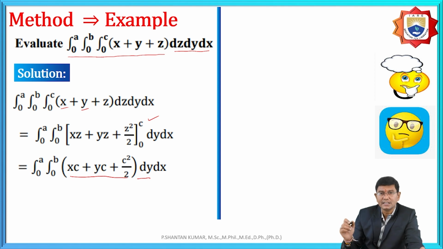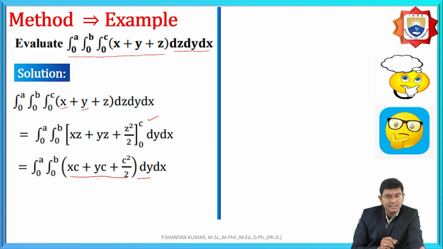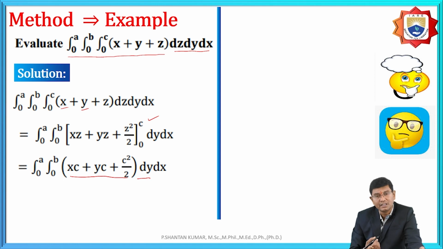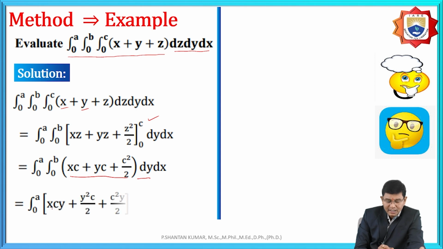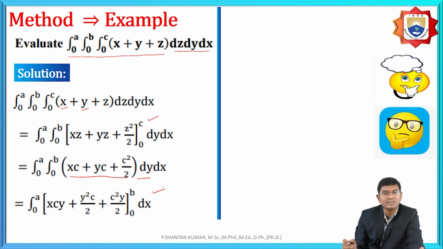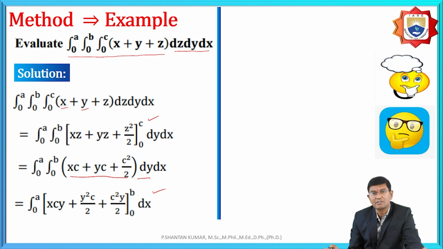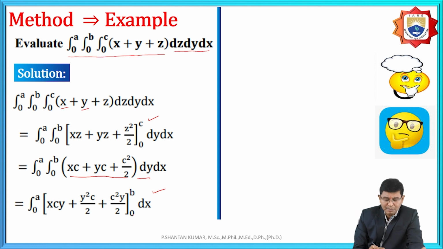That means once again if we do that integrating with respect to y, xc is a constant, that means xyc, and with yc, y is the variable, c is the constant, that means y square by 2, plus c square by 2 is a constant, with respect to y the 1 is y. Therefore the integration is xcy plus y square c by 2 plus c square y by 2 is the value. The limits are here y is equal to 0 to b.